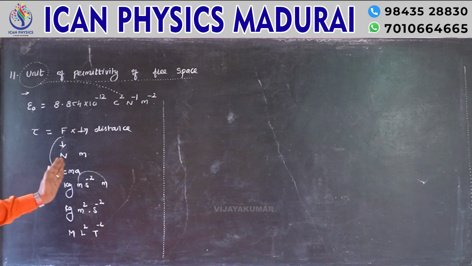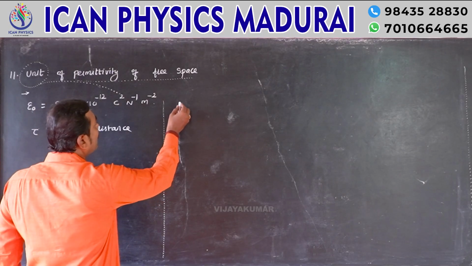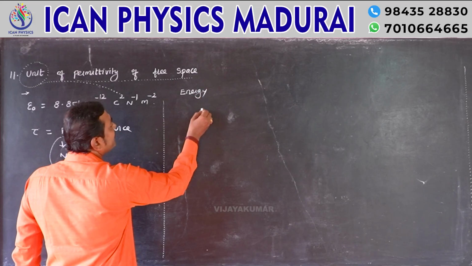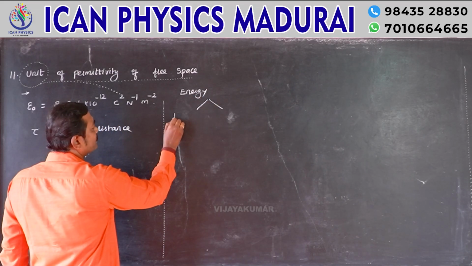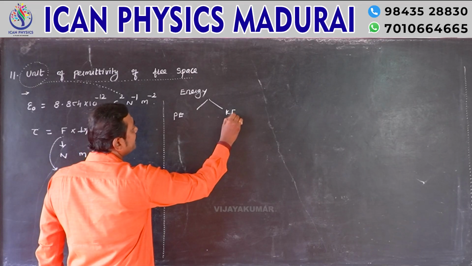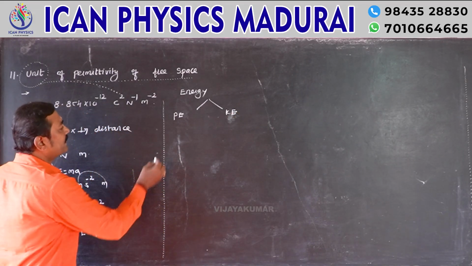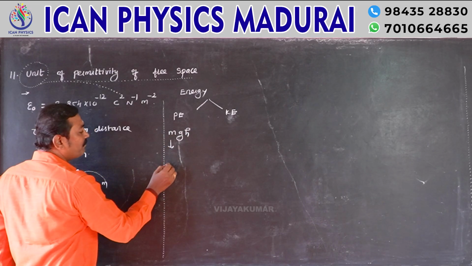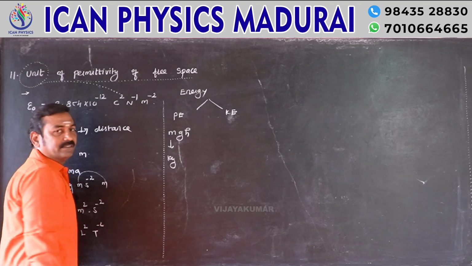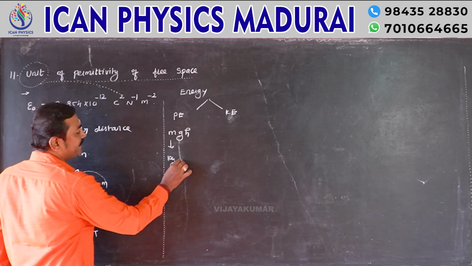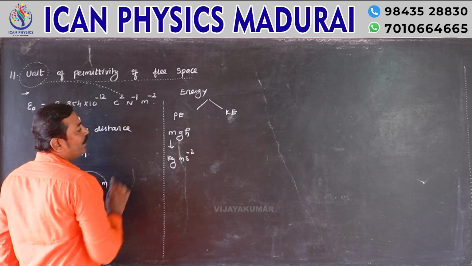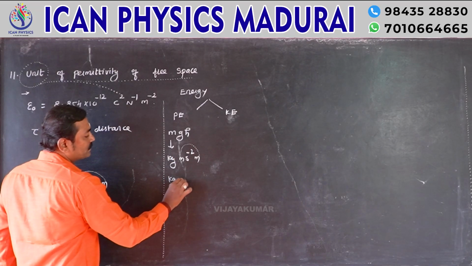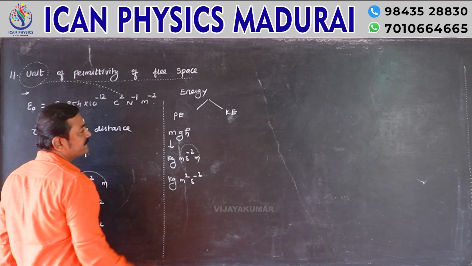So, from that I want to go to electrical energy or electrostatic potential energy. First, energy. Whenever we are saying energy, we have two types: one is potential energy, another is kinetic energy. What is the potential energy? mgh. What is the unit of mass? Kilogram. G is acceleration due to gravity, that is meter per second square. Unit of height, meter. Now meter into meter, meter square. So kilogram meter square per second square.